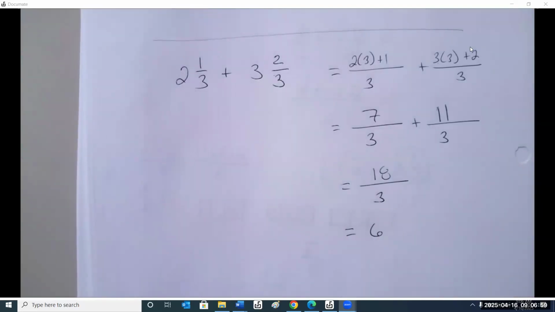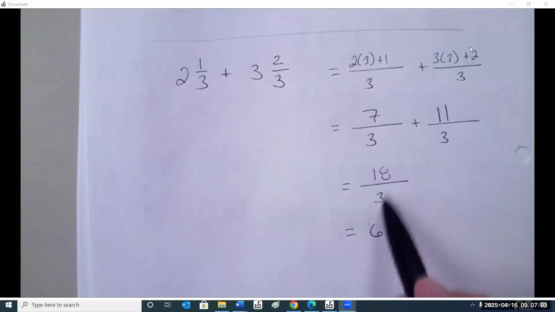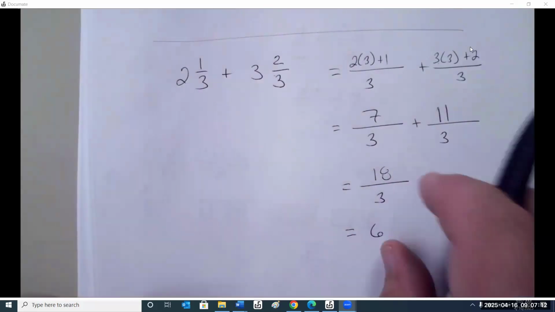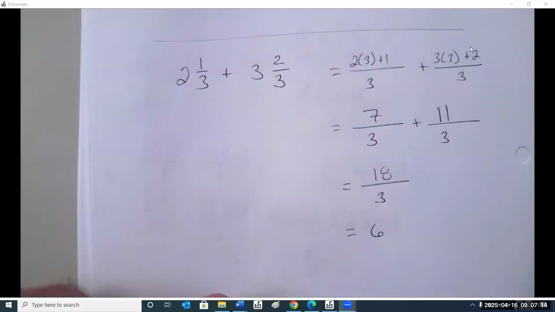Oh, we got lucky. If it's an improper fraction, then we convert it to a mixed number. But in this case, it worked out. Another way, yeah, this is the way I like doing it, because I was never really taught the other way.